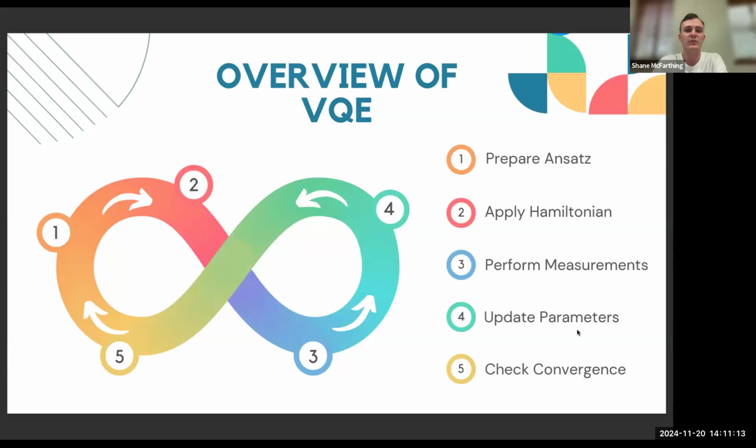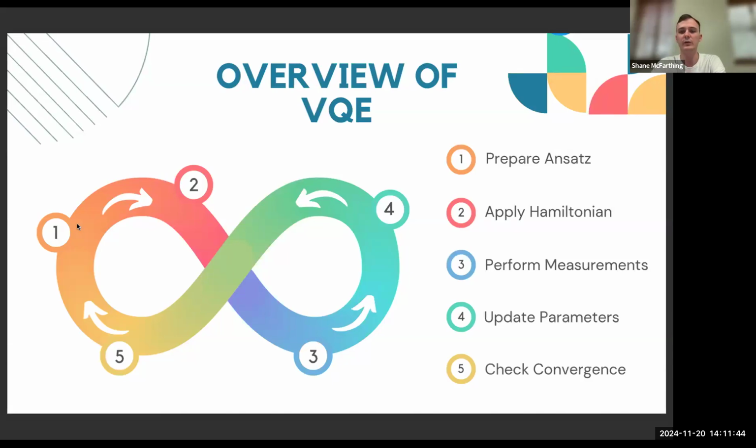So to give an overview of how the variational quantum eigensolver works, as I mentioned, it works in an iterative way. So we have multiple loops occurring, and the first step will be to prepare our ansatz. And what that is, is a quantum circuit that represents the trial wave function that we have. So we use a quantum circuit to prepare a state on the quantum device, the quantum computer, and that state represents our approximation of the state that we're looking for.